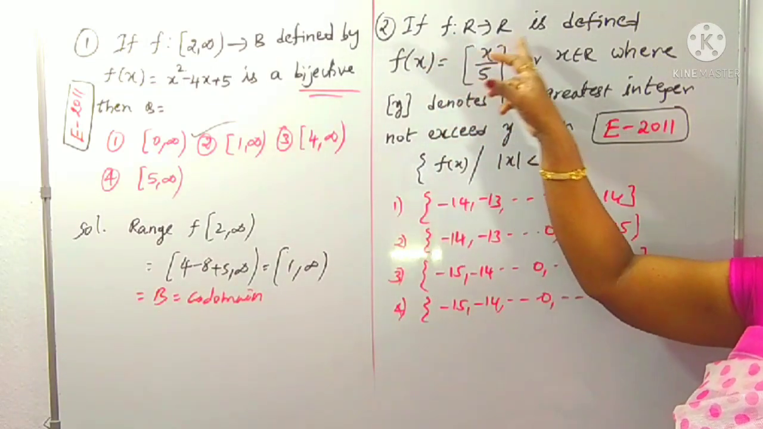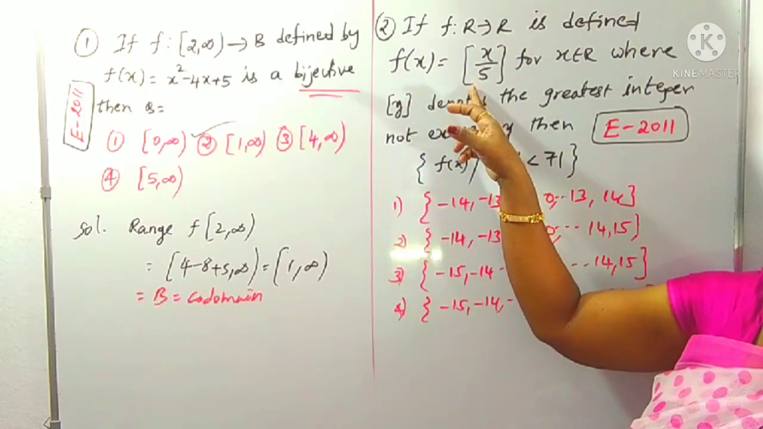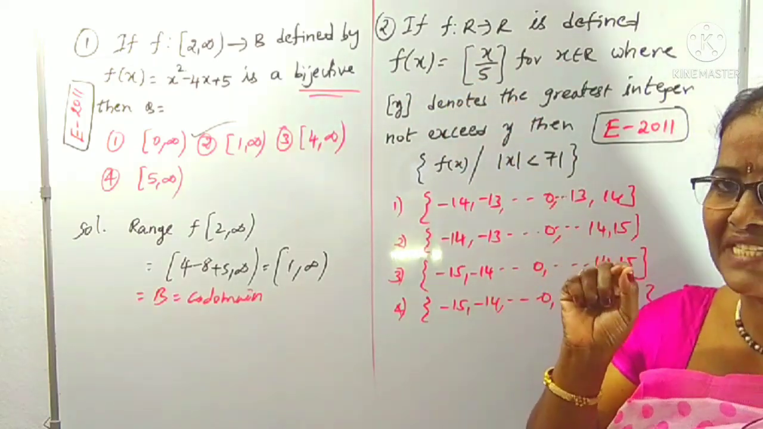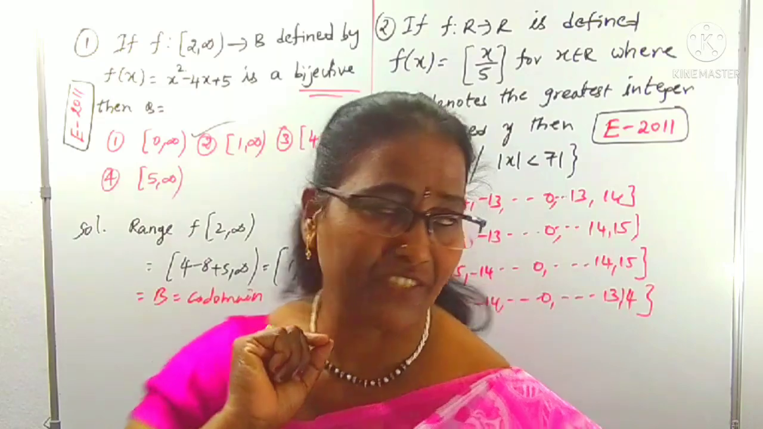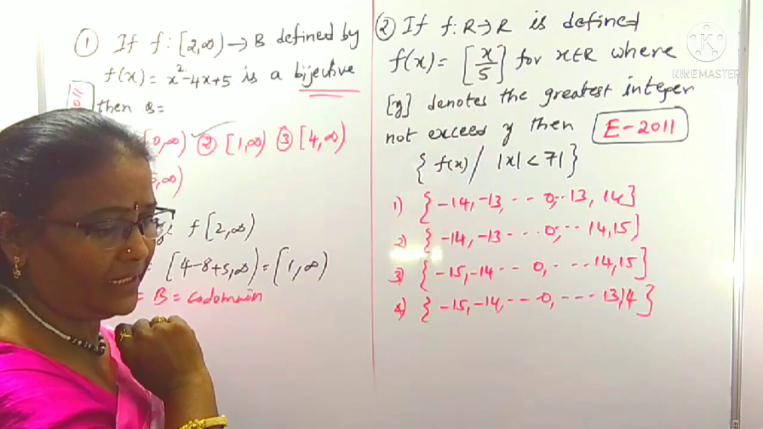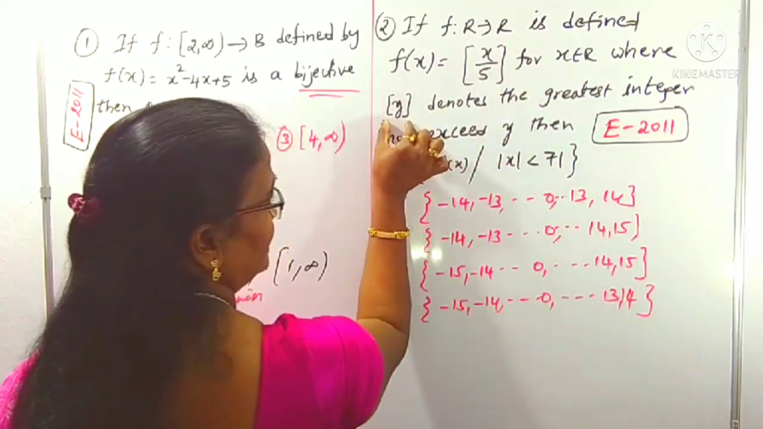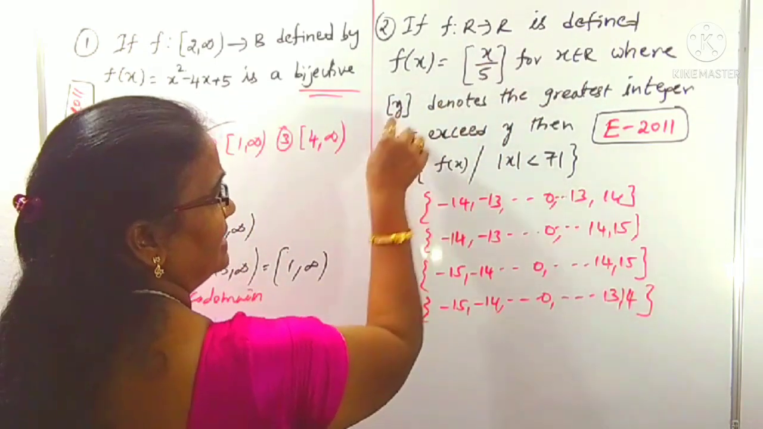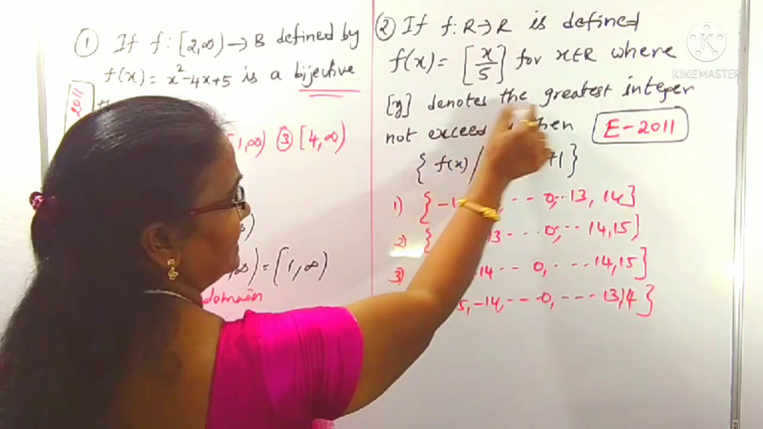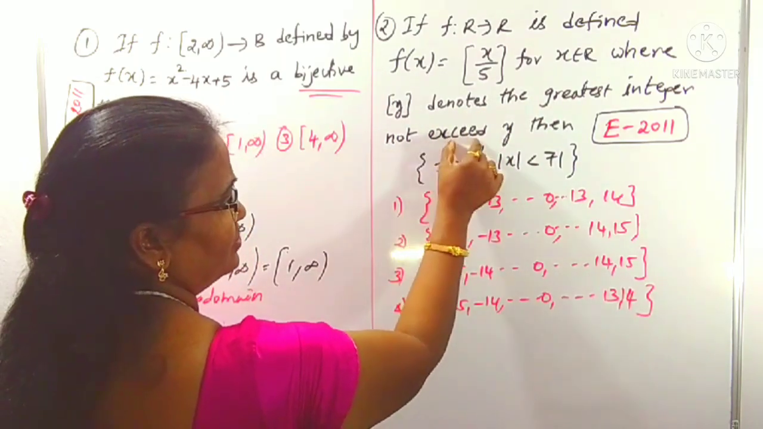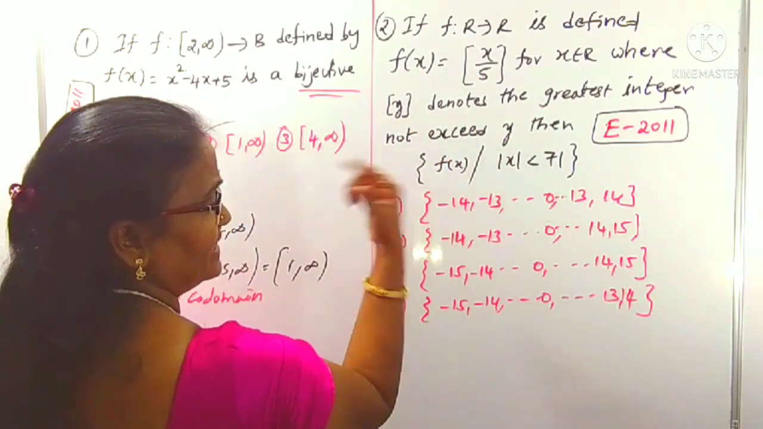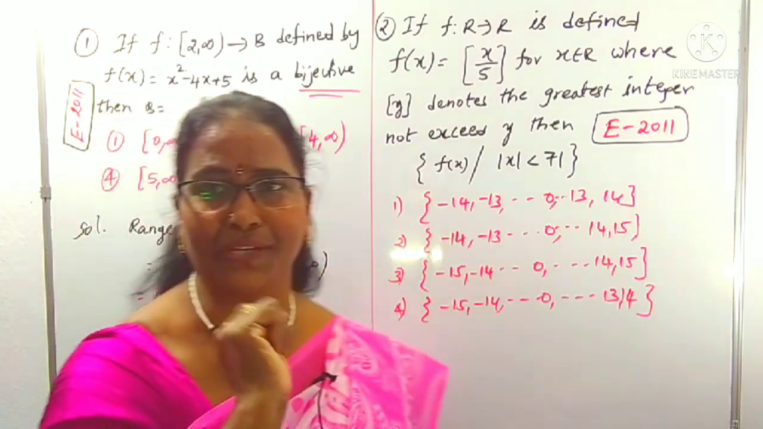If f from R to R is defined by f of x equals the step of x by 5, this is the step function, as already mentioned, for x belongs to R. Here the bracket denotes the greatest integer function, the greatest integer which does not exceed y. Meaning step x is always less than or equal to x.